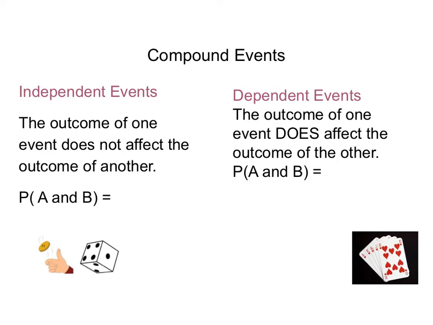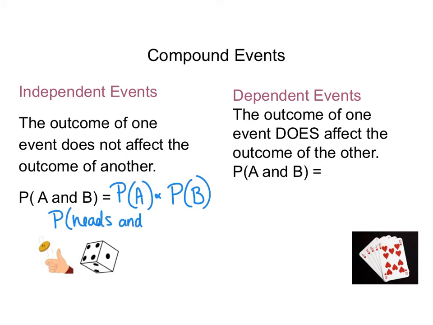So the way you calculate independent probability is you look at the 2 probabilities separately and you just multiply them together. Okay? So if I said, what's the probability of getting a heads on a coin and a 1 on a die, you would just do the probability of a heads is 1/2 times the probability of getting a 1 on a die is 1 out of 6. So 1 times 1 is 1 and 2 times 6 is 12. So your chance would be a 1/12 chance.